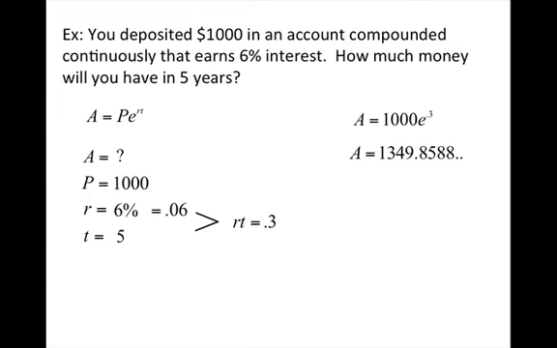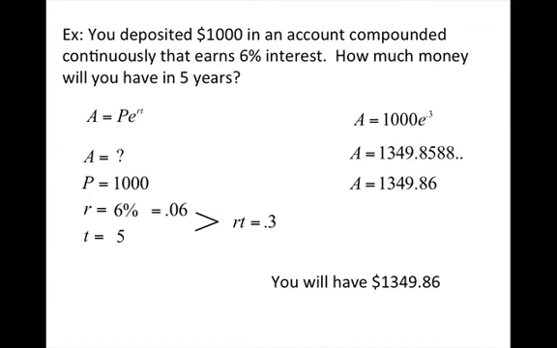Well, if we look at the 8 following the 5, that 8 is going to round the 5 up to a 6. So we end up with 1,349.86. So at the end of the 5 years, we'll have $1,349.86.